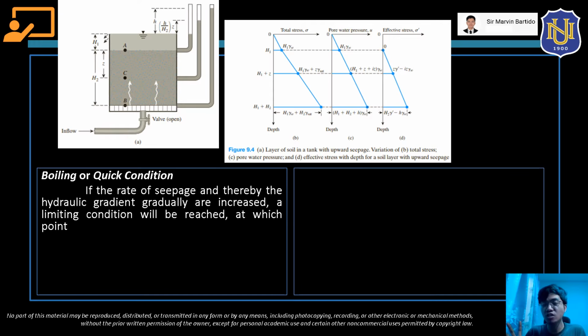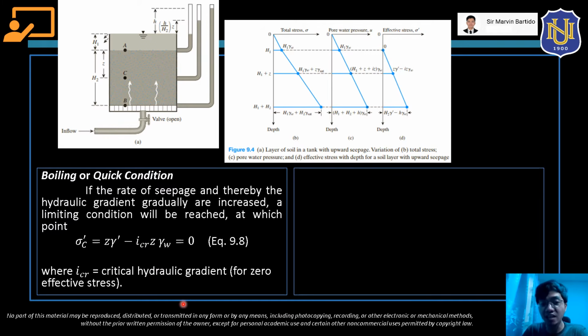So, yung limiting condition natin, class, is kapag yung effective stress ay nag-zero. Okay, so, class, let's say dito sa point C. Kapag itinaas natin, class, yung rate of seepage at nag-zero yung effective stress dito sa C, gamitin natin yung nakuha natin na equation for effective stress at C kanina, ito yun. Alright? So, class, kapag nag-zero yan, ang mangyayari, yung hydraulic gradient natin, it will become critical. Okay, yung i natin, it will become i sub CR.